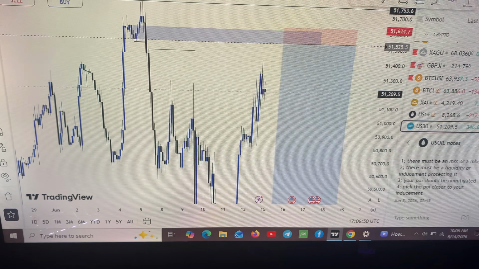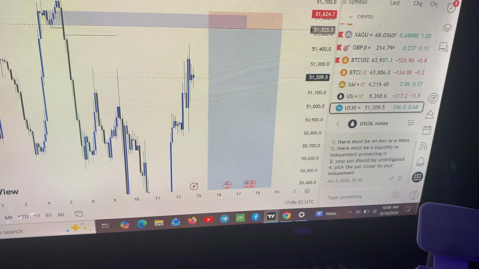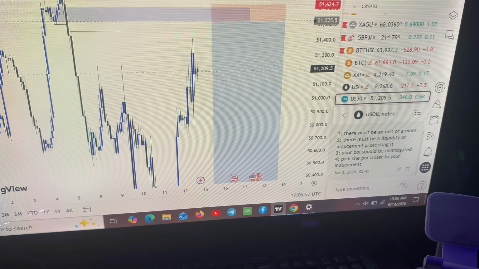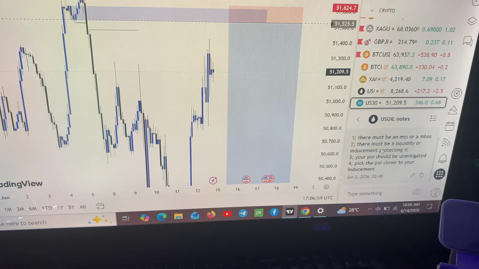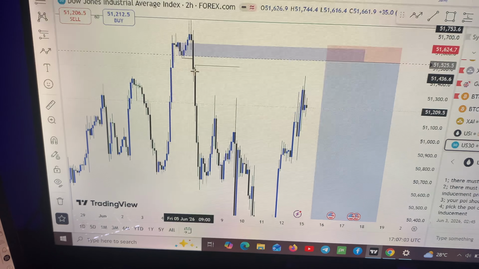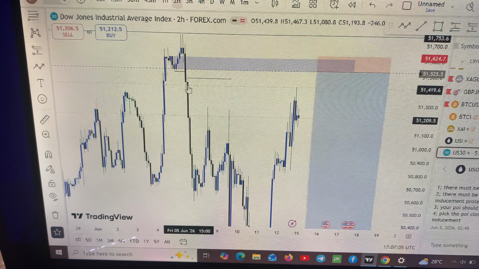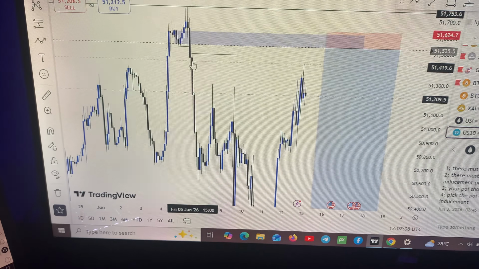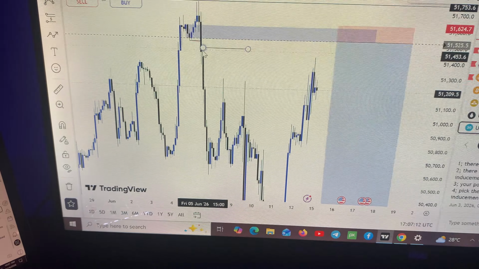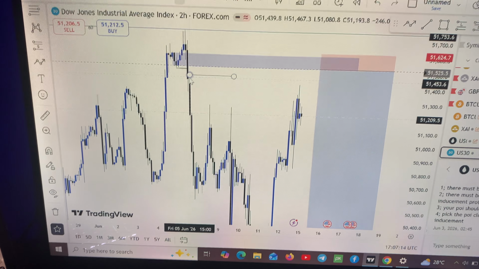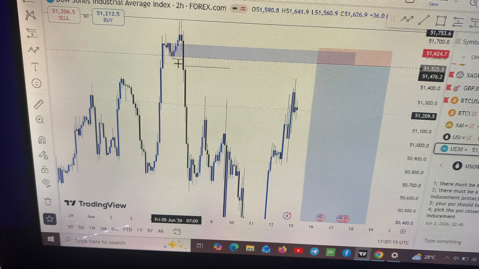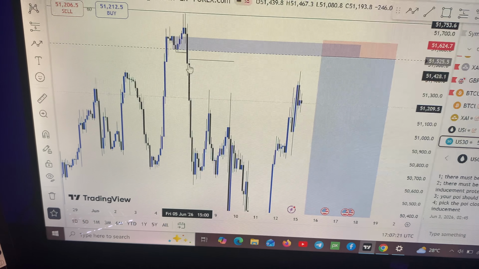So rule 2 says there must be an inducement or liquidity protecting it. Which one is an inducement? Our inducement is the first valid pullback that happens after a market structure shift or a multiple break-off structure. So right here we have gotten our market structure shift and we are getting our inducement.